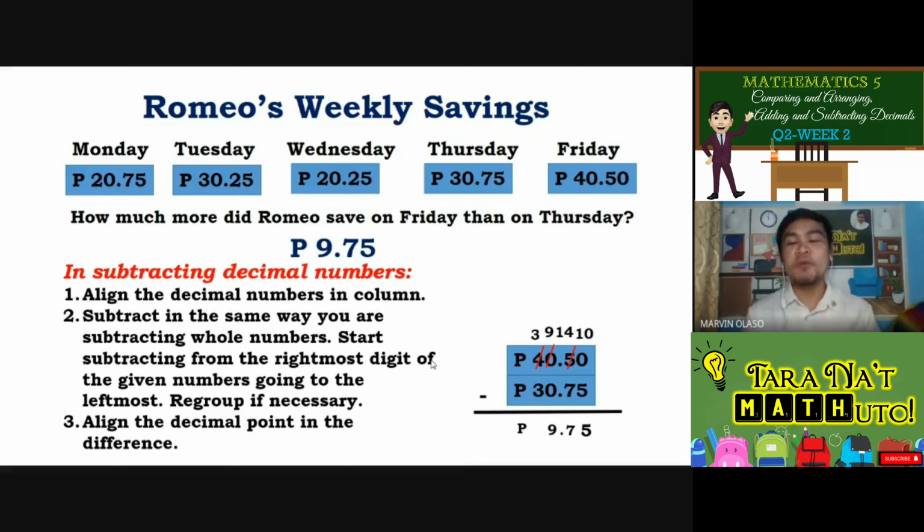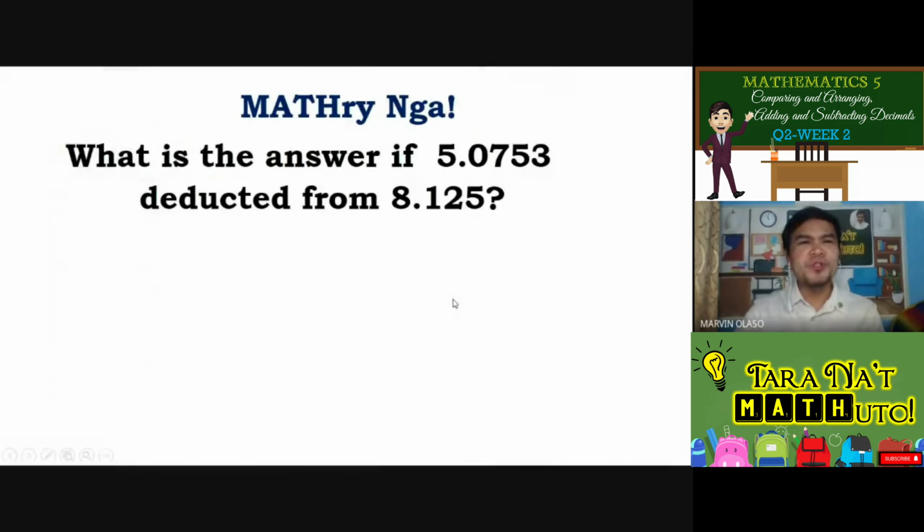All right. So if you want to check if your answer is correct, just add your answer and the subtrahend. And if you got the same 40 pesos and 50 centavos, then it means you are correct. Do you understand? Again, we will proceed.